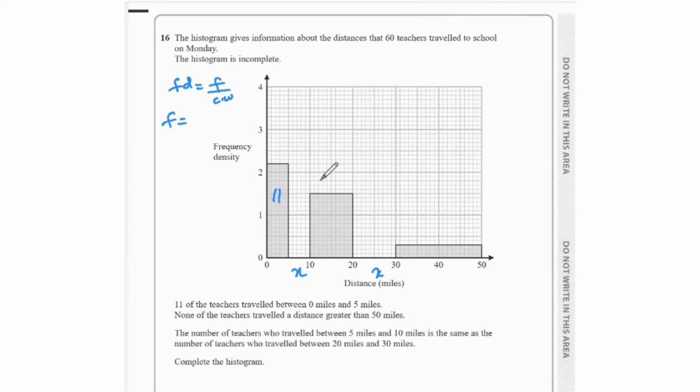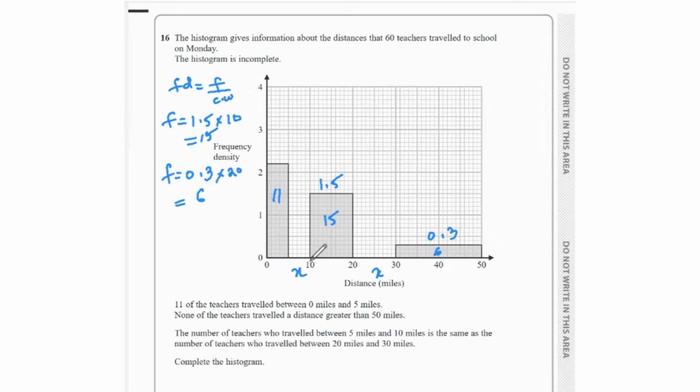Frequency density for this is 1.5 and for this is 0.3. So 1.5 times the class width, which is 10, that's 15. So 15 people over here. And for this one, 0.3 times 20, and that's going to be 6 people over here.